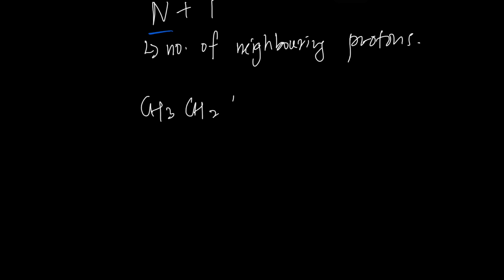The CH3, CH2, CH2Br. The three signals here are given by three non-equivalent protons, and they will have different multiplicity. So how do we determine the multiplicity of the signals? We can use the n plus 1 rule. Let's look at each type of proton one by one.